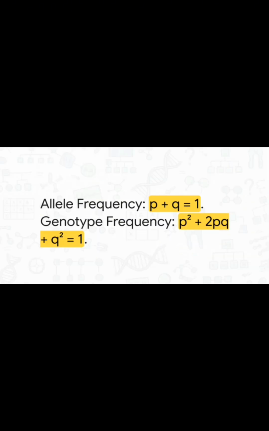These are the only two equations you need. That's it. The first one, p + q = 1, is just about the alleles themselves, right? The frequency of the dominant p and the recessive q alleles have to add up to 100%. The second equation is about the people, the genotypes. The frequency of homozygous dominant plus heterozygous plus homozygous recessive also has to add up to 100% of the population.